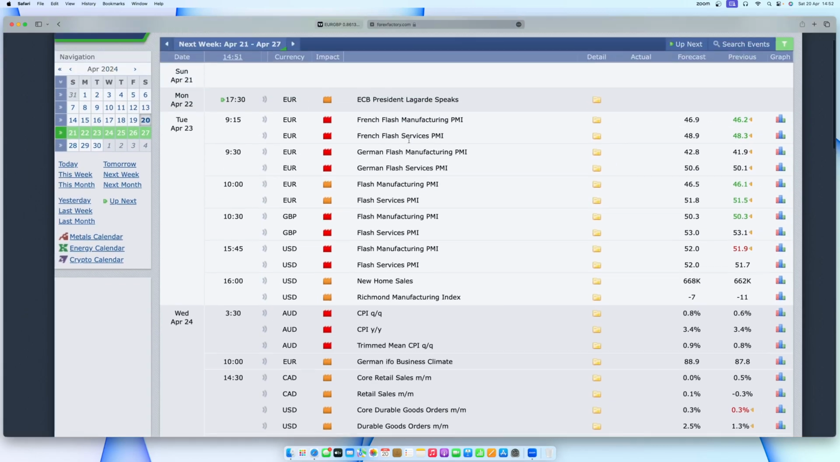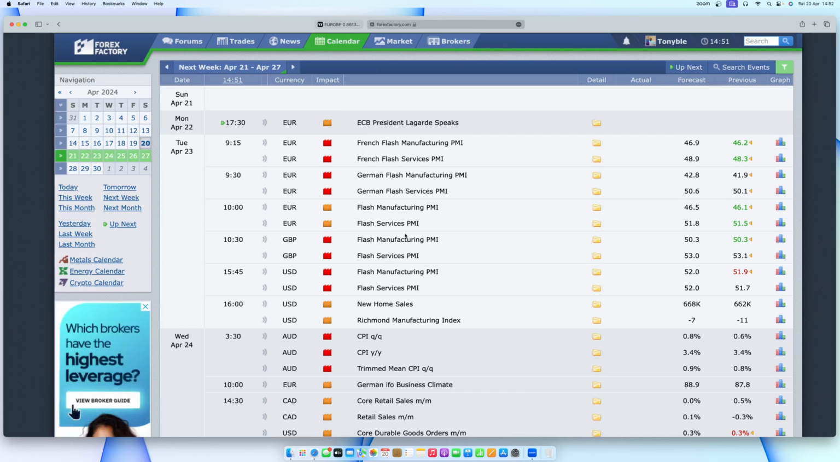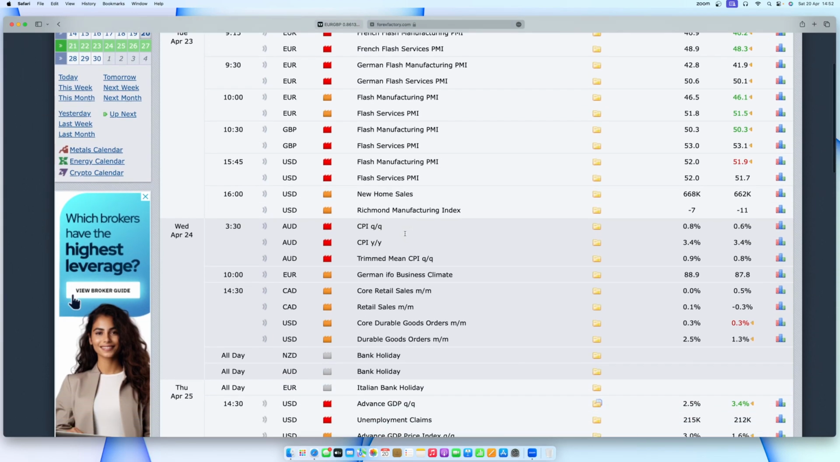I'm sorry. So on Monday, we only have one major news, orange folder, euro. And then on Tuesday, in the morning, we have manufacturing PMI. 9:30, we have German flash. 10 a.m. and then 10:30, we have British pounds. And then 15:45, USD flash manufacturing PMI. Then on Wednesday, so we have quite major news on Tuesday. Then on Wednesday, we have AUD CPI, really, really going to move price. 3:30 a.m. in the morning, right?